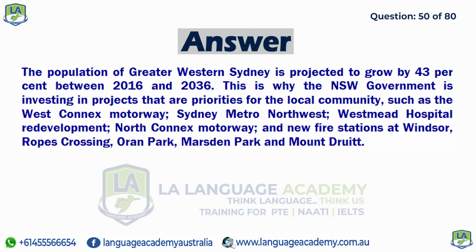The population of Greater Western Sydney is projected to grow by 43% between 2016 and 2036. This is why the NSW government is investing in projects that are priorities for the local community, such as the WestConnex Motorway, Sydney Metro Northwest, Westmead Hospital Redevelopment, NorthConnex Motorway, and new fire stations at Windsor, Rouse Hill, Oran Park, Marsden Park and Mount Druitt.